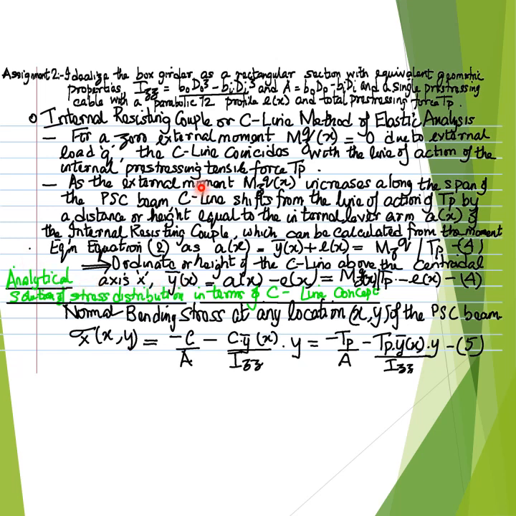In the third part, that is part 3 of question number 1 of assignment number 2, part 3 requires the elastic analysis of the pre-stressed concrete beam presented in question number 1 of assignment number 2 using the C-line method of elastic analysis, also referred to as the internal resisting couple method of elastic analysis of pre-stressed concrete beams.